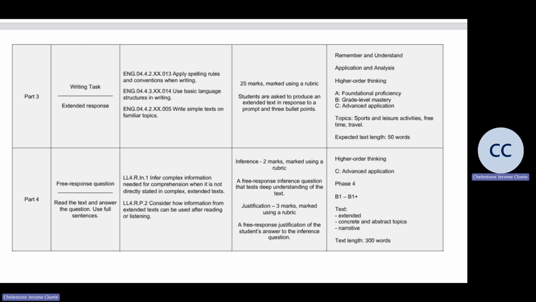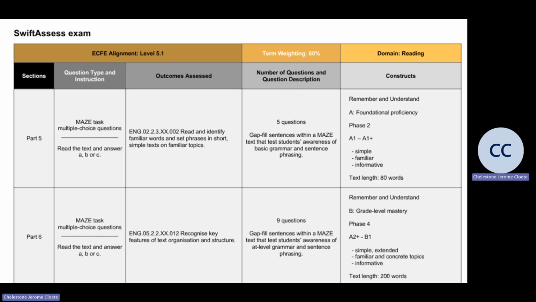All right. Thank you. Then part 5, like I said, the maze task, multiple choice questions. 5 questions, gap full sentences with a maze text that tests students' awareness of basic grammar and sentence phrasing. This is the 5 questions about the grammar that you need to complete. You only choose A, B, or C. Part 6, again, maze, multiple choice questions. Read the text and answer A, B, or C. It's 9 questions, gap full, where you only choose. This is to test, again, grammar and sentence phrasing.